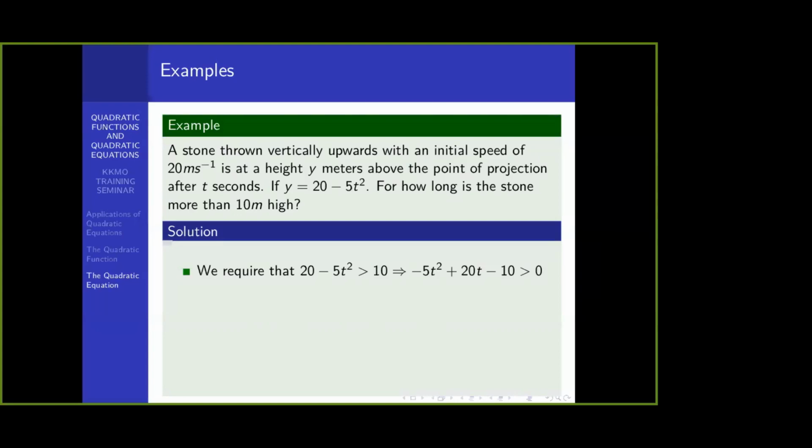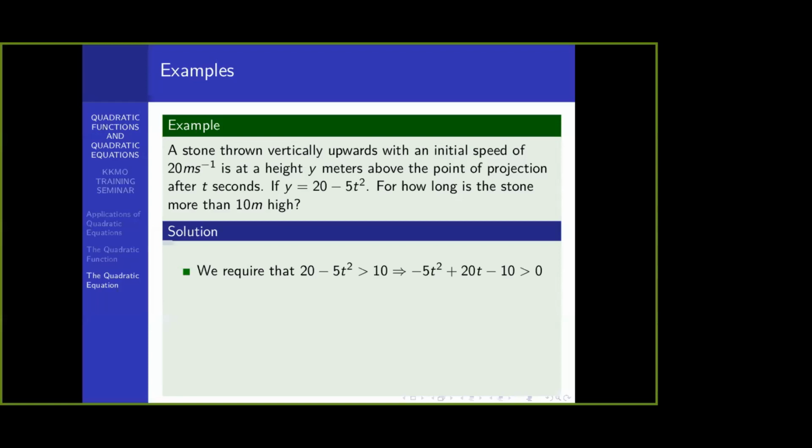So here is an example for projectile motion. If a stone thrown vertically upwards with an initial speed of 20 meters per second is at a height y meters above the point of projection after t seconds, and y is given by 20 minus 5 t squared, for how long is the stone more than 10 meters high?